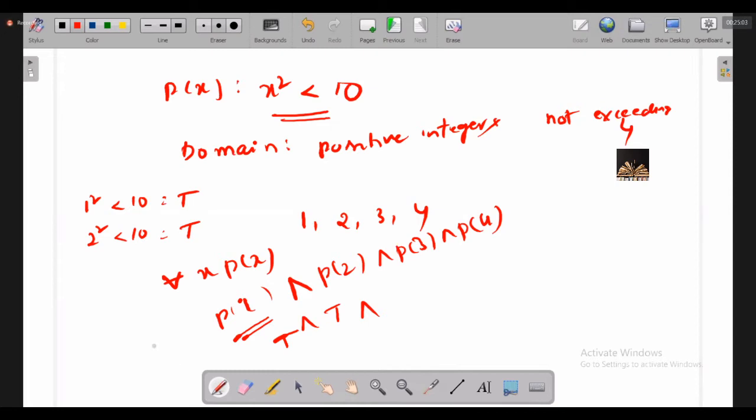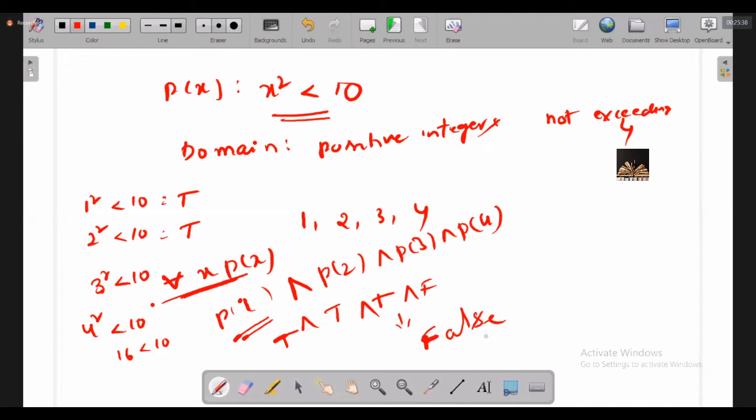Next value 3. 3 square is 9, and 9 less than 10 is also true. Next, the 4 case: 4 square less than 10. 4 square value is 16, and 16 less than 10 is false. So for all x, P of x: if all cases are true, it becomes true. If any one is false, it becomes false.